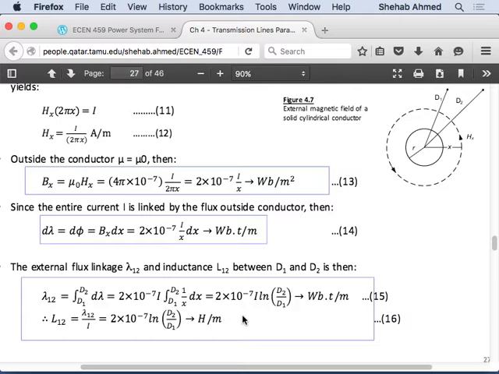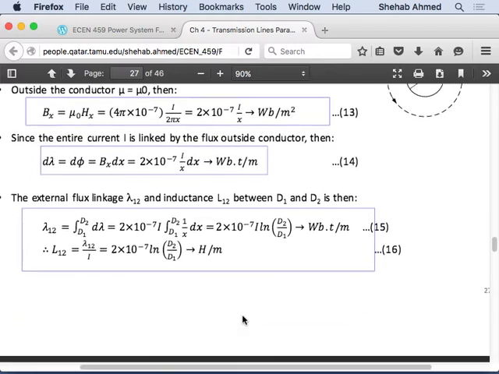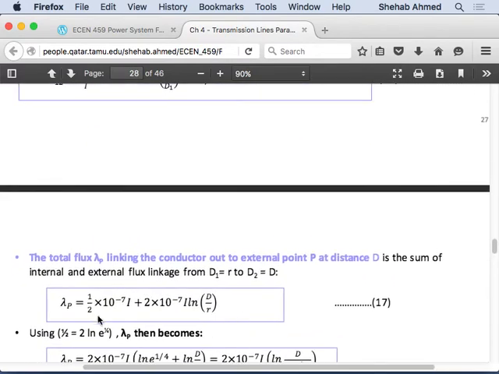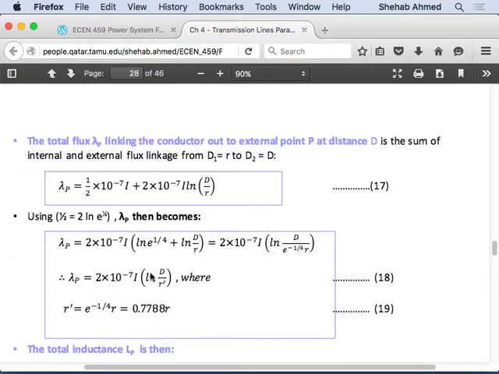No, we didn't do that yet. I'm still doing one conductor. I want to make sure that you understand the one conductor case. So for the one conductor now, I will add the two flux linkages that we calculated before, and then do some simplifications based on logarithmic properties, etc.